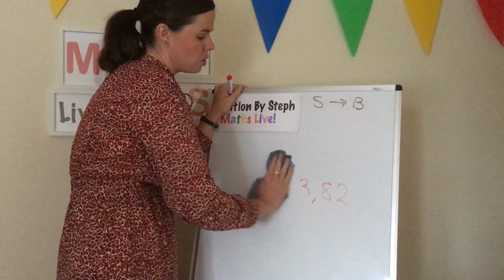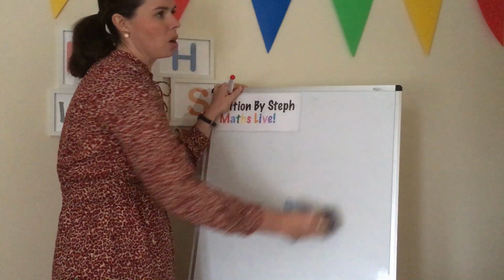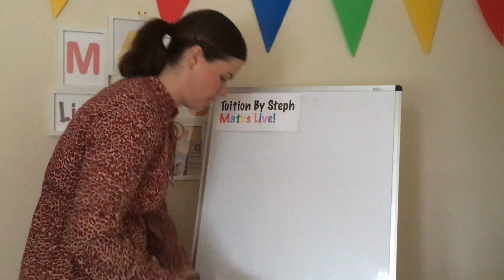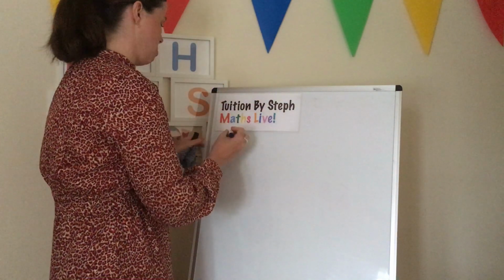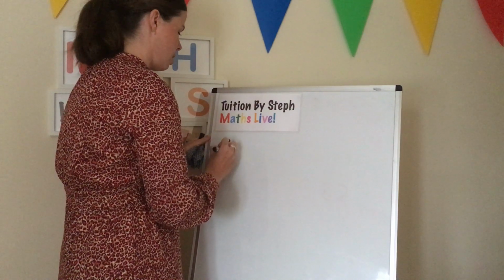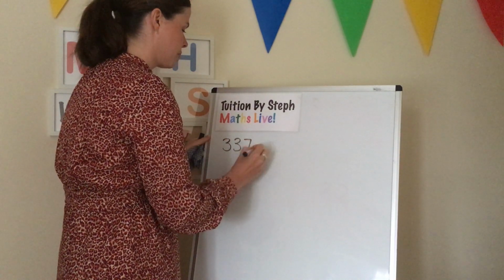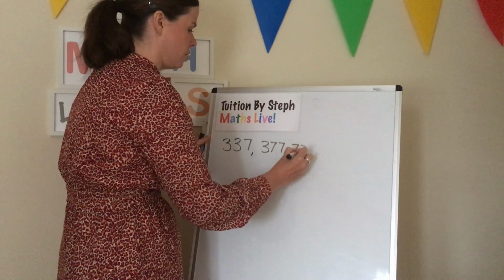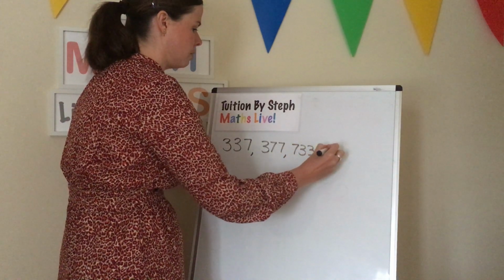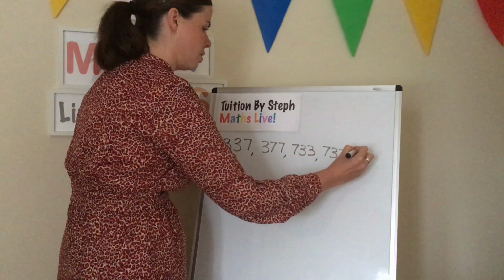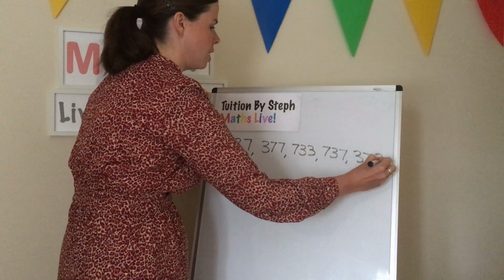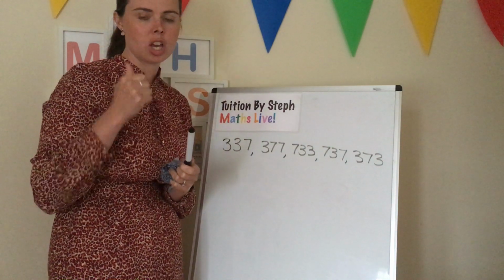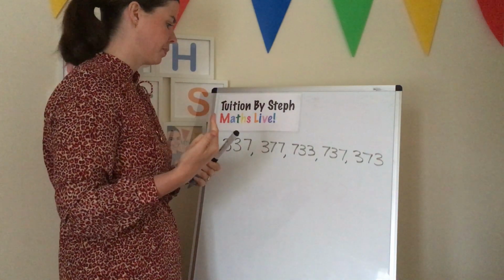But what happens when the numbers get a little bit more complicated? We'll change pen. So you might have 337, 377, 733, 737, 373. And we think, right, all of these numbers now involve just 2 digits, 3 or 7. Okay?